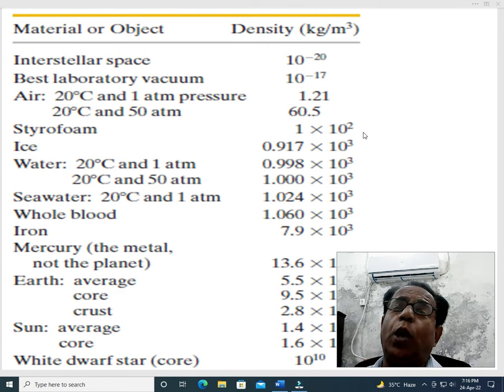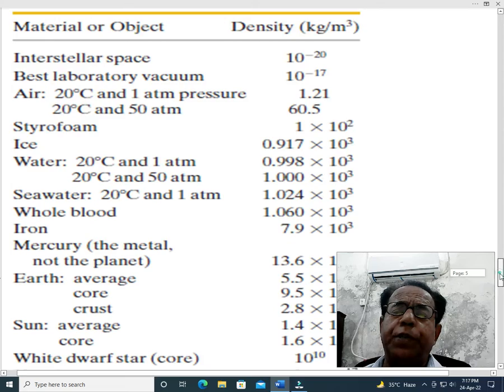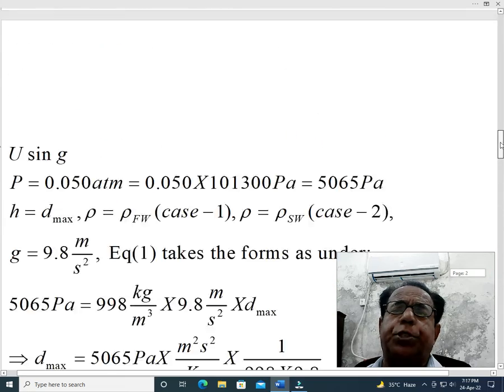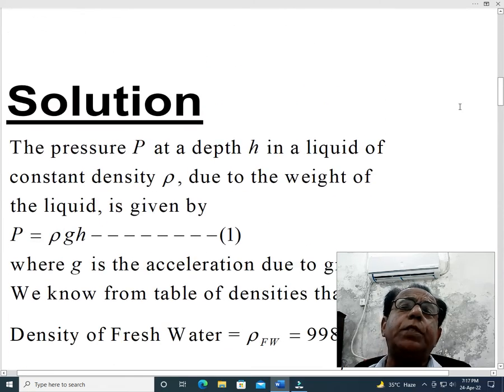So I think this point stands solved. That is to say, four densities are provided in this table which may be treated as relevant, but the most relevant among these four is the second one, which is 0.998. Now we move on to the solution.